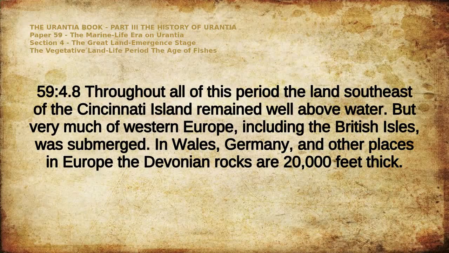Throughout all of this period, the land southeast of the Cincinnati Island remained well above water, but very much of Western Europe, including the British Isles, was submerged. In Wales, Germany, and other places in Europe, the Devonian rocks are 20,000 feet thick.